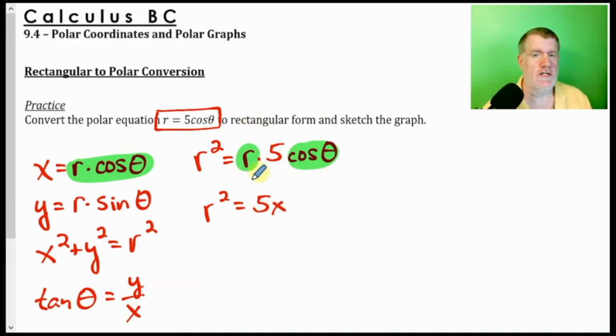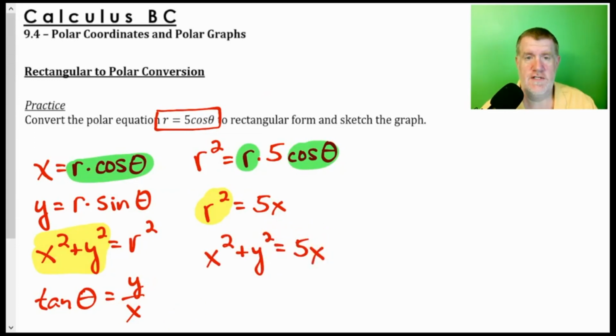But to be totally rectangular, I need to get rid of the r. Well, I also know that r squared is the same as x squared plus y squared. So, can I write x squared plus y squared equals 5x? Now, in theory, that is a correct equation. However, we're going to simplify a little bit to see if we can turn it into a form that you might recognize.